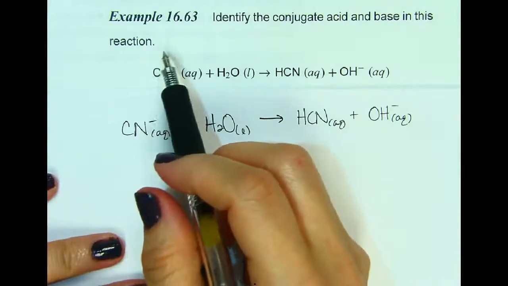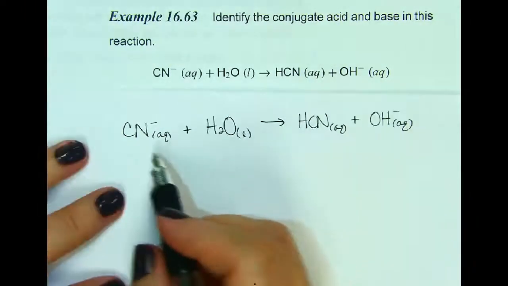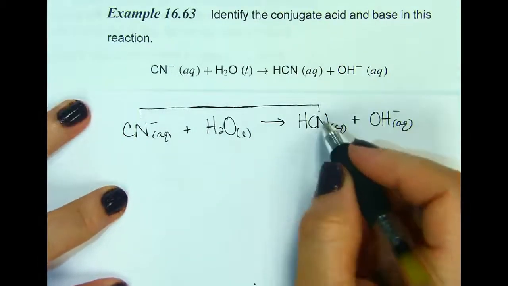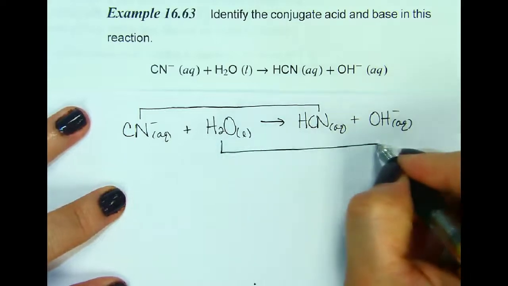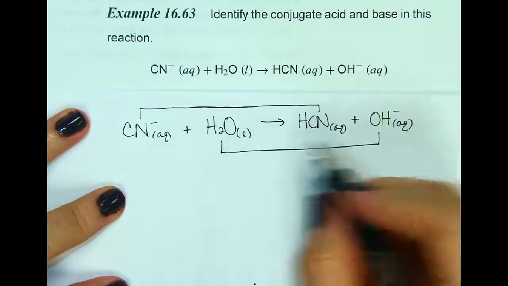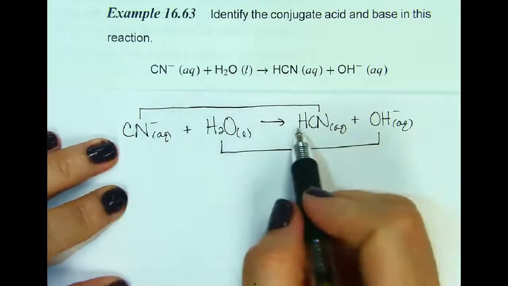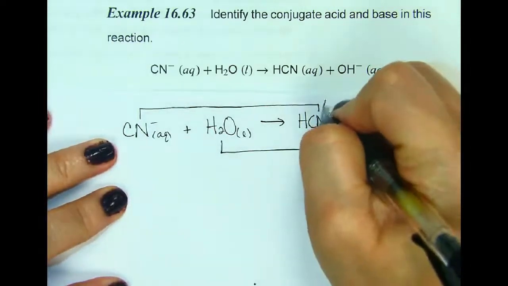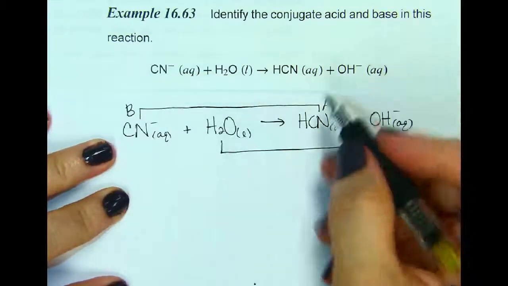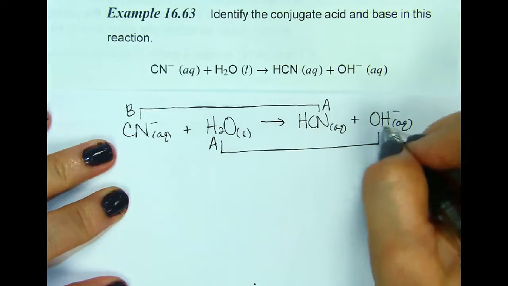Example 16.63, identify the conjugate acid and base in this reaction. So first I'll see that CN minus and HCN are conjugates of each other, and that water and hydroxide are conjugates of each other, and that's because these only differ by one hydrogen, and these only differ by one hydrogen. Now I'll look at these two, and because this has more hydrogens, I'll label that my acid, which makes this its conjugate base.